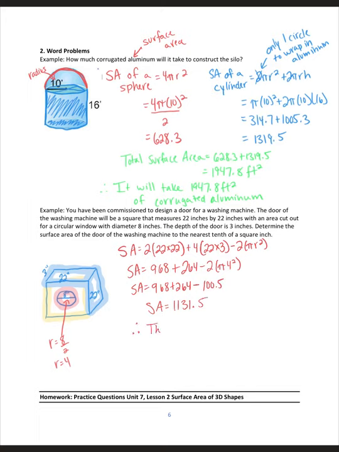So therefore, the surface area of the washing machine door is 1,131.5, and this was in inches, so inches squared. Okay, so remember for surface area, we need to identify the area of each of the two-dimensional shapes and then add them together. That's our surface area for our 3D shape. Okay, that's it for your notes for today.